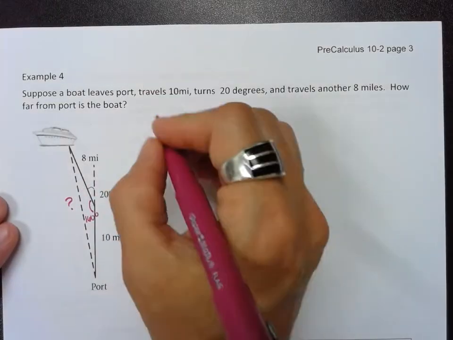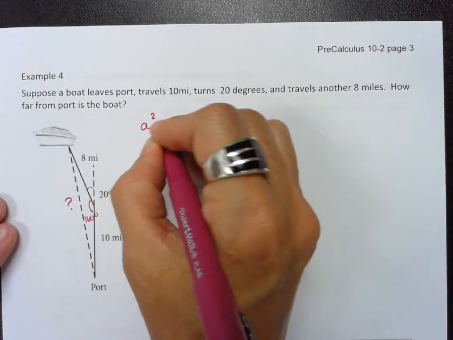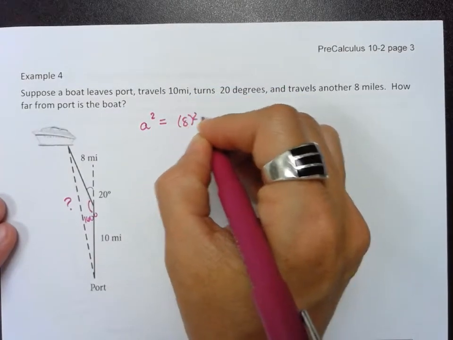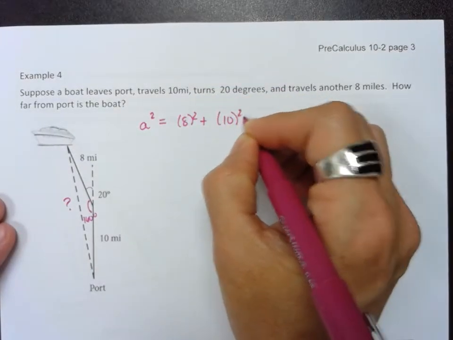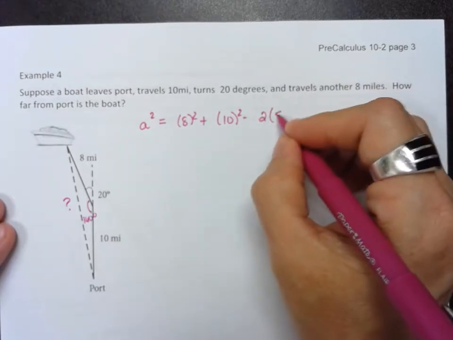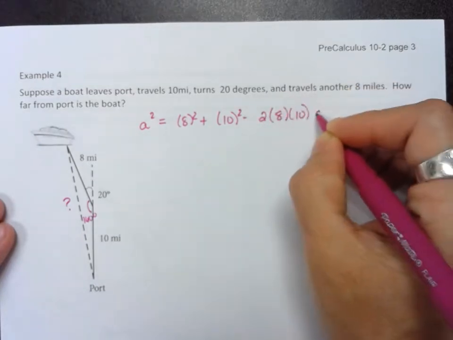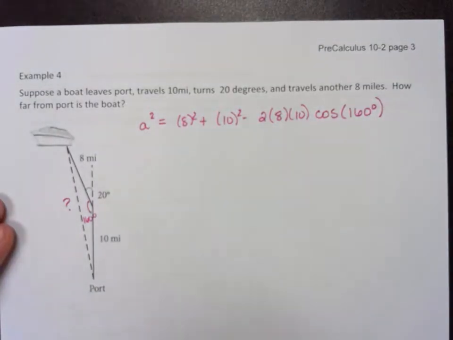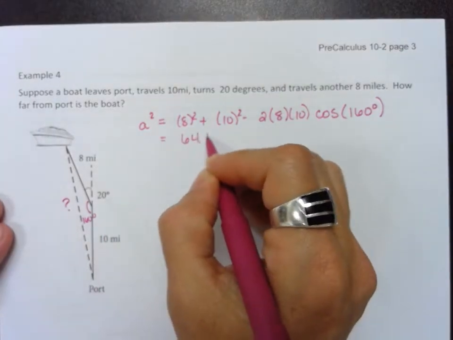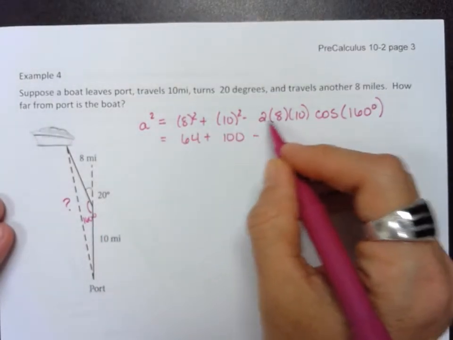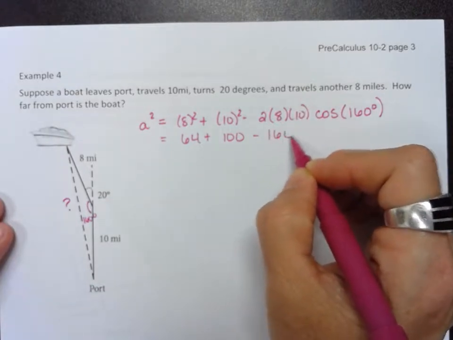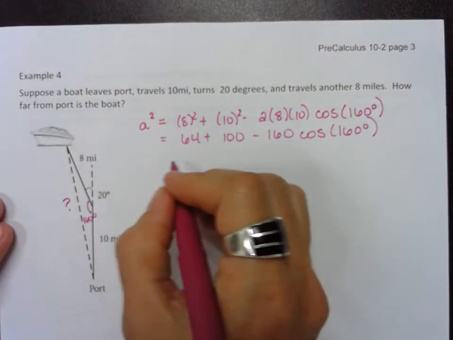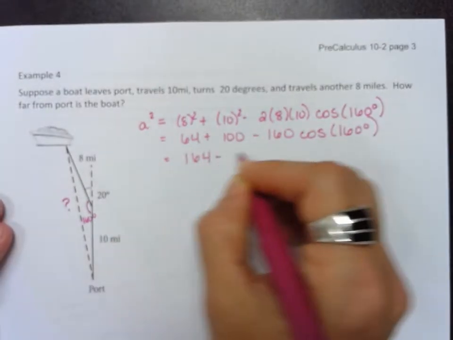So the question mark, we'll just call it A. So A squared is equal to the sum of the squares of these two, minus 2 times the product of those two times cosine of the angle. So 64 plus 100 minus 16 times 10, adding those two together we get 164.